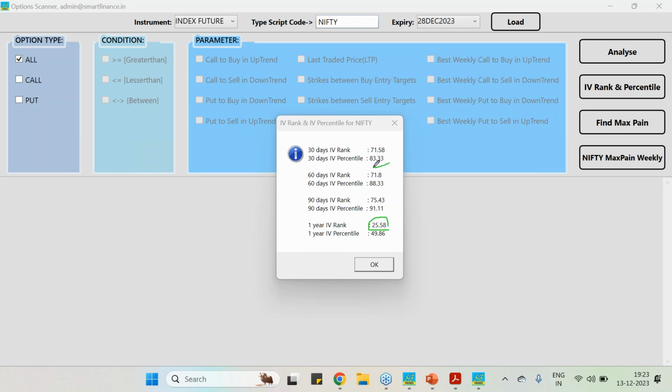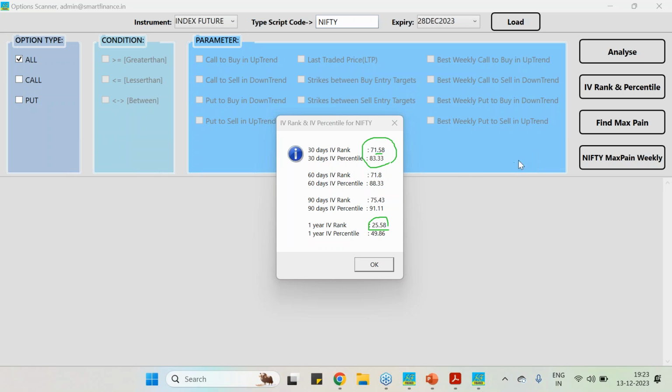If in the last 30 days we are also at a good level, 71% of IV rank, that means we are not at 90%. Still some steam is left in the uptrend, or buying of options can be initiated now because it is below 90. But once it goes to 80, 85, we'll say that the time is coming for selling. Once it goes to the 90 level, that is the perfect time for option writing. So IV rank, IV percentile.